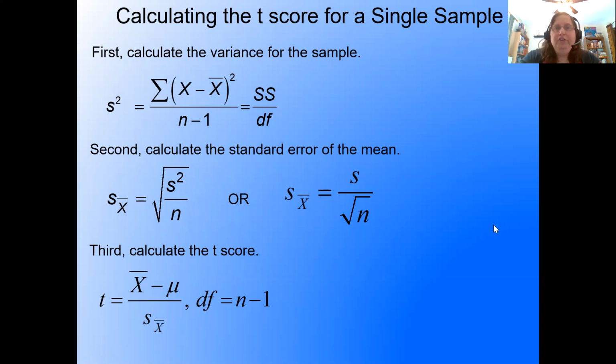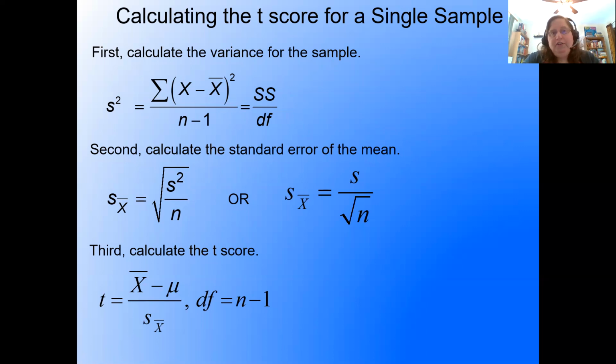So the question you'll have to ask whenever you're given a setup for a t-score for a single sample is, where do I start? Do I start with step 1? Do I start with step 2? Or do I start with step 3? And it all depends on what you're given. If you're simply given raw data, you're going to have to start with step 1. If you're given an S squared or S, you can start with step 2. And if you're lucky enough to be given the standard error of the mean, the S of x bar, you can start with step 3.